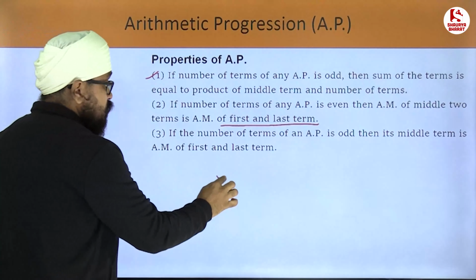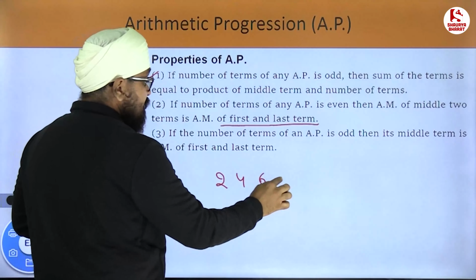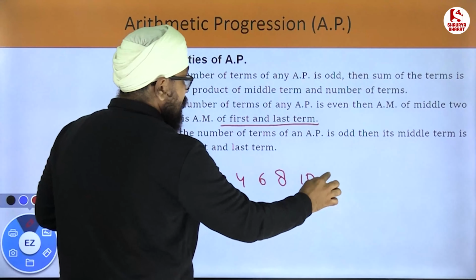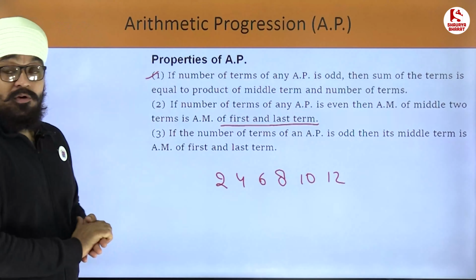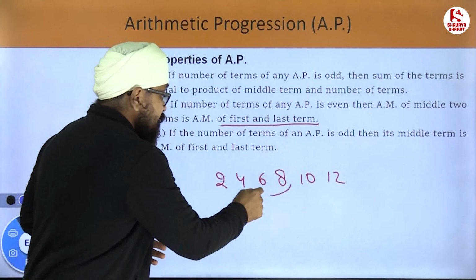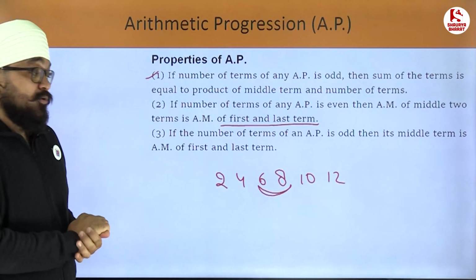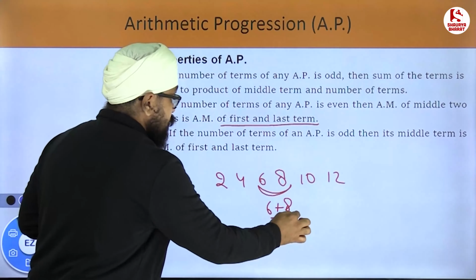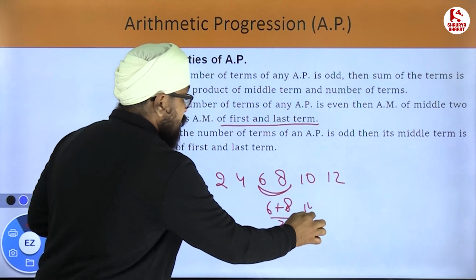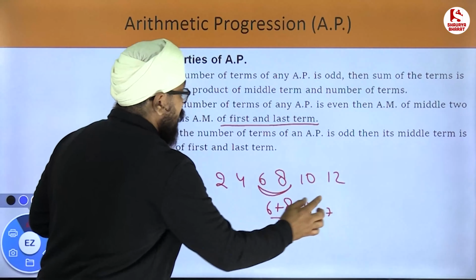Means if I take 2, 4, 6, 8, 10 and 12, then what do we have to find? What is the middle term? The middle terms you can see are 6 and 8. So I take 6 plus 8 divided by 2, which is 14 divided by 2, which comes out to be 7.